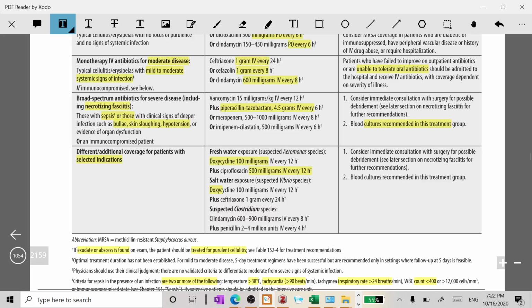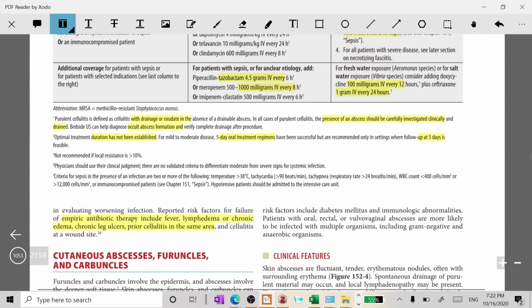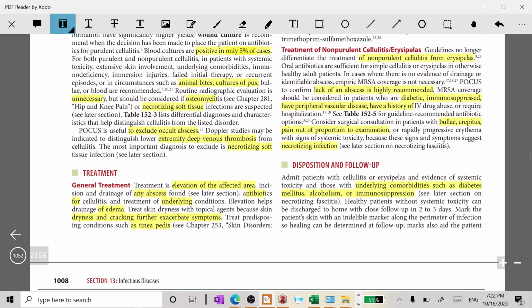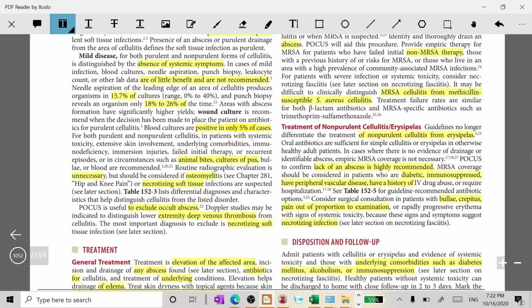In cases of suspected Clostridium species, which is an anaerobic organism, we may add anaerobic coverage, that is clindamycin 600 to 900 mg IV every 8 hours plus penicillin 2 to 4 million units IV every 4 hours. Consider immediate consultation with surgery for possible debridement. So we have completed the treatment of non-purulent cellulitis or erysipelas.